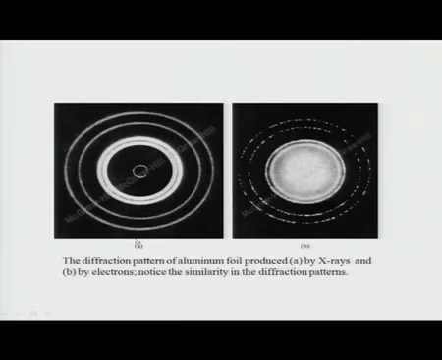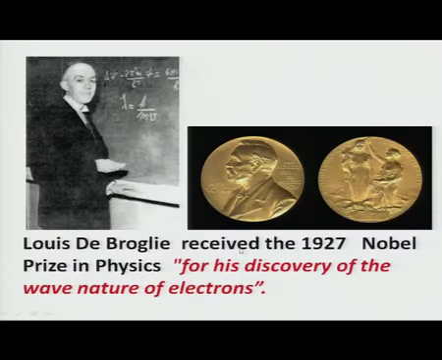And this is the diffraction pattern. These were the experiments carried out in 1927 by Thomson and others, the diffraction pattern of aluminum produced by X-rays and by electrons. So, there is a tremendous similarity between the two. This shows that whatever the photon is, the electron is the same. So, the electron also demonstrated wave-like nature.